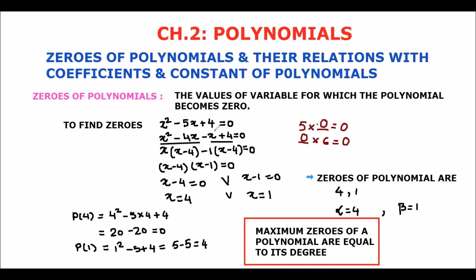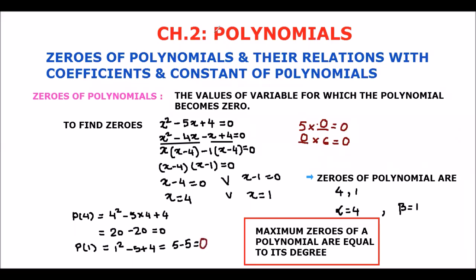And if you put 1 here in place of x, then it will be 1 square minus 5 plus 4, which is 5 minus 5. Again, it is equal to 0. So children, you will put 0 here.